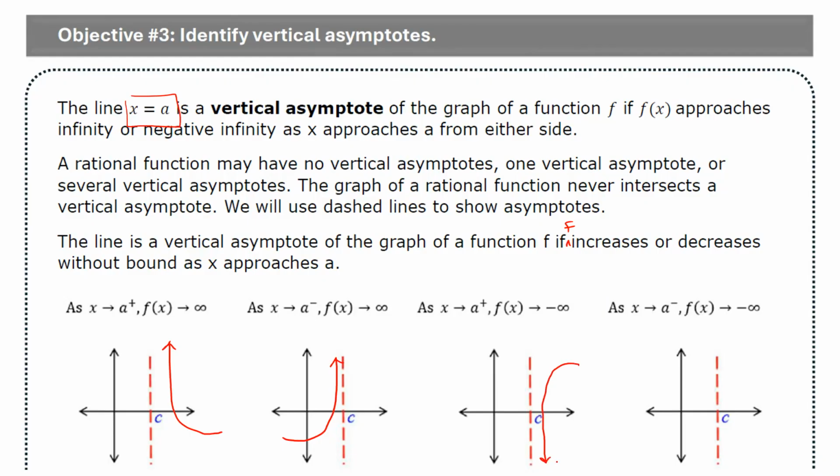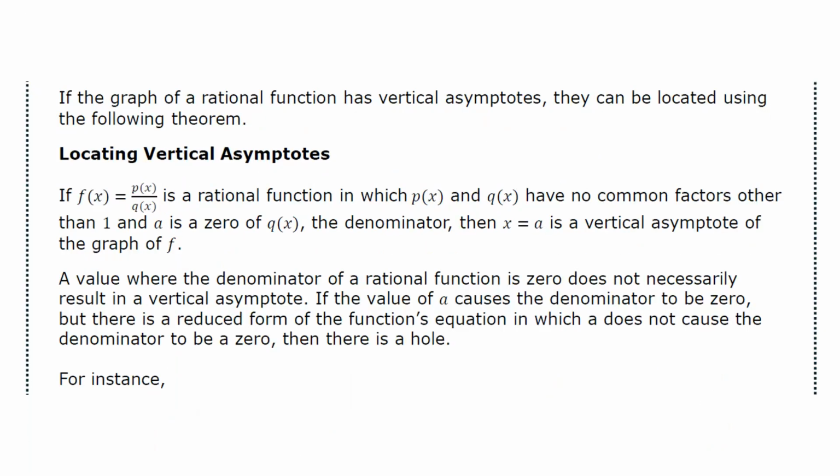And as x approaches a from the left, my f of x is decreasing. Okay? So if the graph of a rational function has vertical asymptotes, they can be located using the following theorem. If f of x equals p of x divided by q of x is a rational function in which p of x and q of x have no common factors other than 1, and a is a 0 of q of x, the denominator, then x equals a is a vertical asymptote of the graph of f.